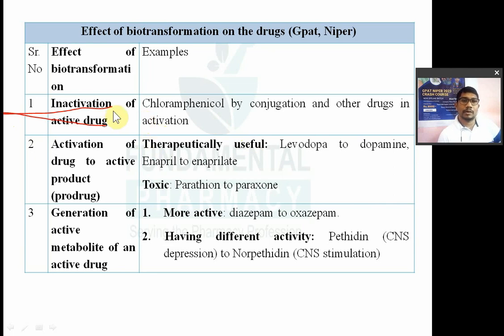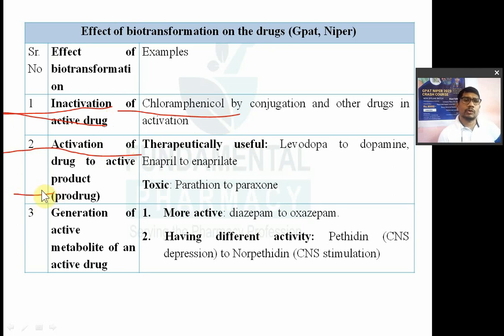For example, inactivation of chloramphenicol by conjugation reaction. That is the example of inactivation of active drug. Inactivation of chloramphenicol or inactivation of another drug also. Now second outcome of metabolism. Metabolism का second outcome क्या हो सकता है? Activation of inactive drug. Activation of inactive drug to the active drug, or you can say activation of prodrugs.